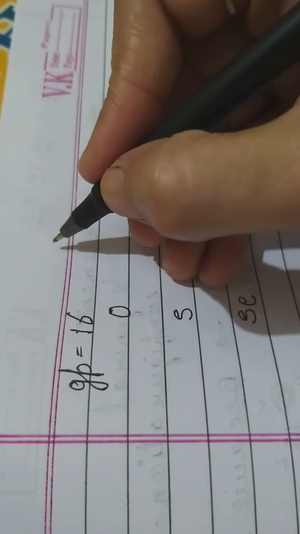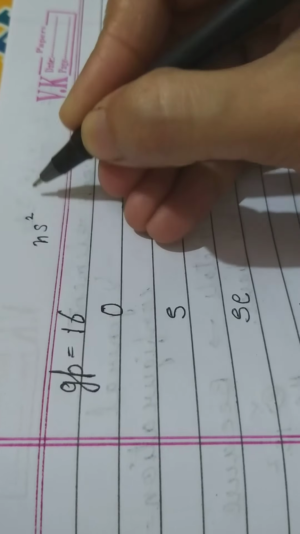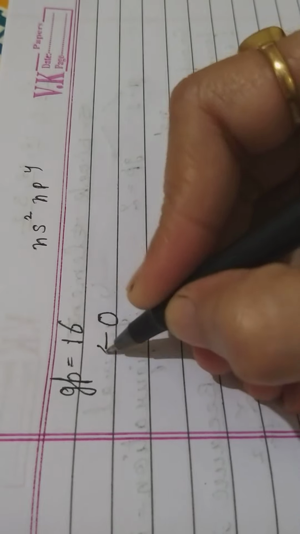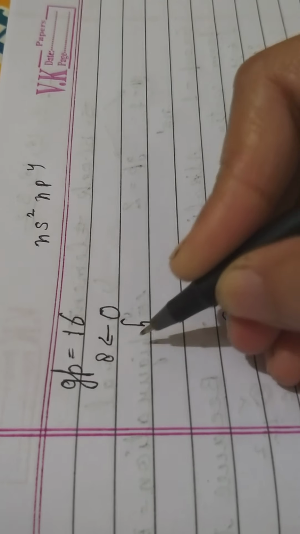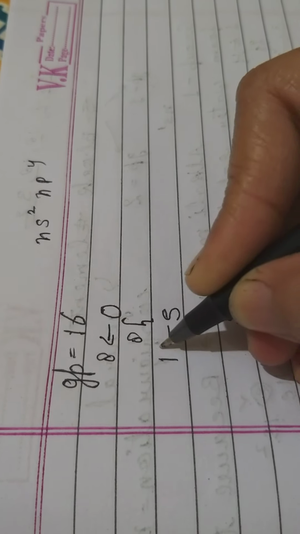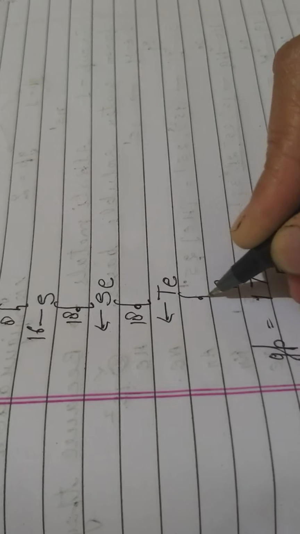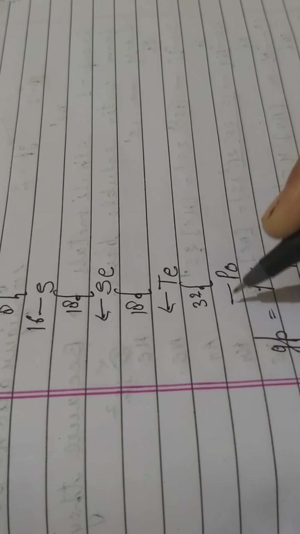Let's do the configuration of group 16 also. General configuration: ns2, np4. Atomic number of oxygen, that is 8. 8 is to be added to get the atomic number of sulfur, 16. Now 18 is to be added to get it. Again 18 is to be added, and at last 32 is to be added.